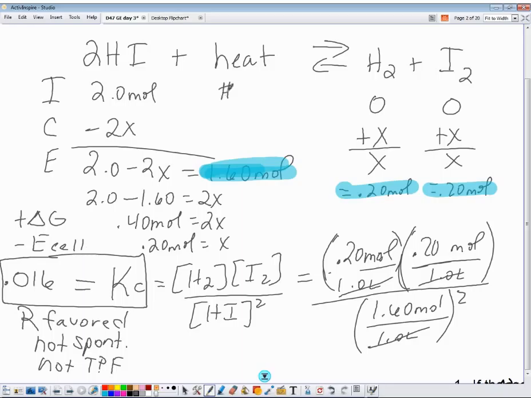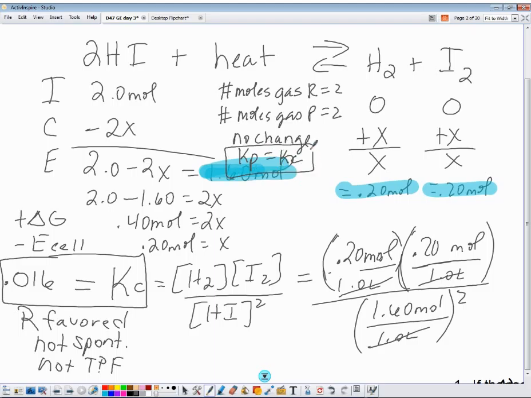Okay. The number of moles of gas on the reactant side is 2. The number of moles of gas on the product side is 2, looking at coefficients. Therefore, no change means Kp and Kc are the same values. Yes? It means volume cancels out.